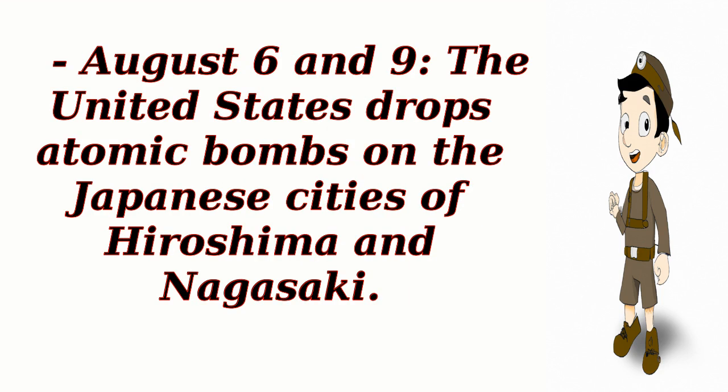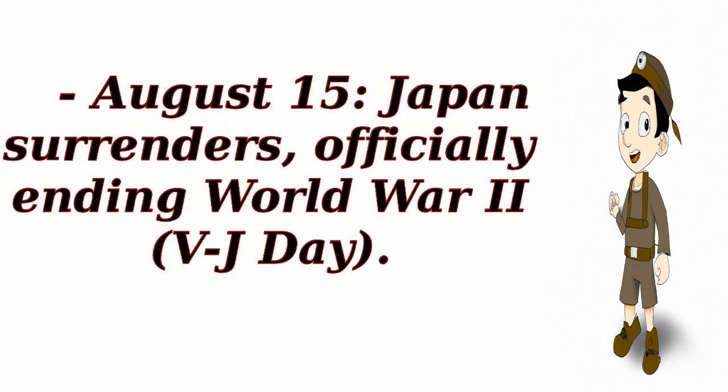August 6 and 9, the United States drops atomic bombs on the Japanese cities of Hiroshima and Nagasaki. August 15, Japan surrenders, officially ending World War II, VJ Day.